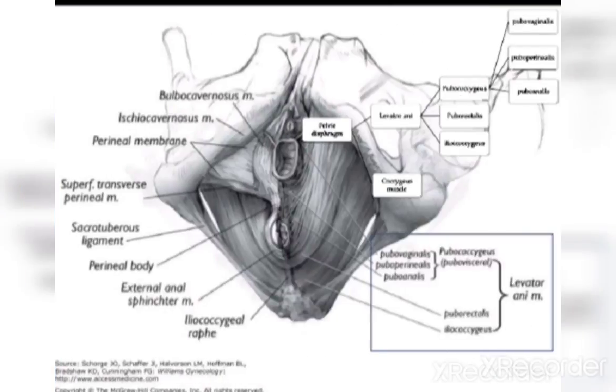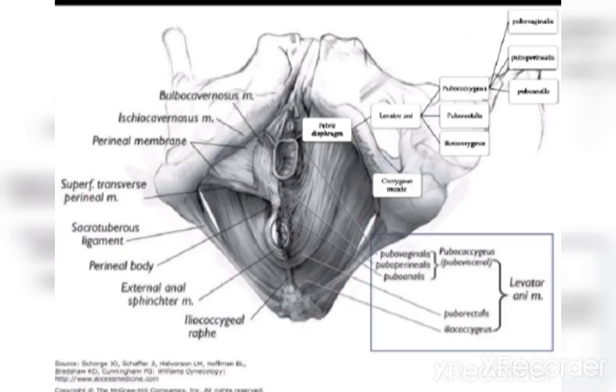Now you can see the various muscles. First, you see three openings. This is the urethral opening, to pass the urine. This is the vaginal opening, and this is the anal opening. These are the three openings at the pelvic diaphragm.